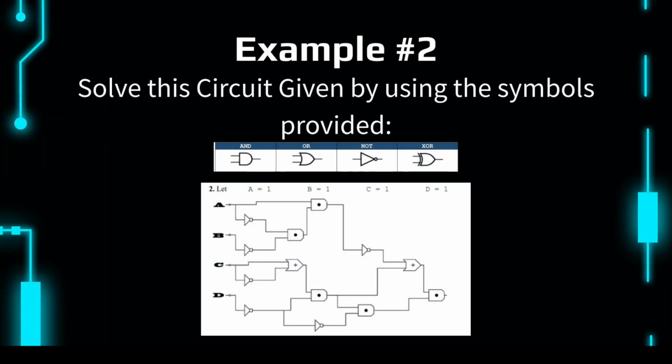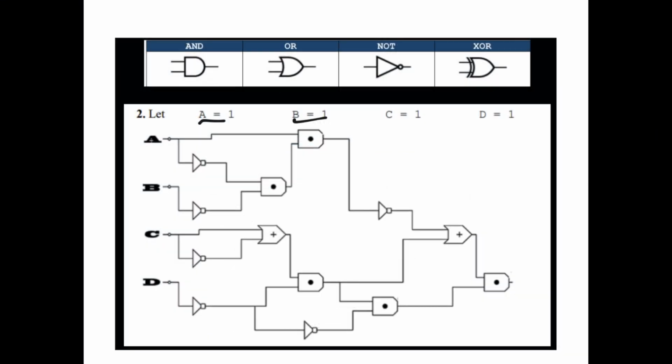This is example number 2, where you have to solve the circuit given by using the symbols provided. Let's take this to the whiteboard. Pause the video and see if you can do it yourself first. For A, if we keep this as 1 on this path, it will stay as a 1. If we go on this secondary path, since this is a not, this will make it a 0. And then that 0 will carry down here. Then B, since that is a 1 and that is a not, this will become 0, carry up to here. And since this is an OR, 0 and 0 is 0.